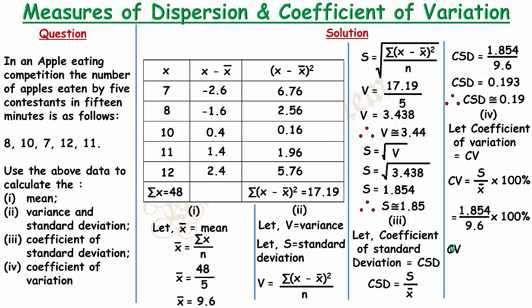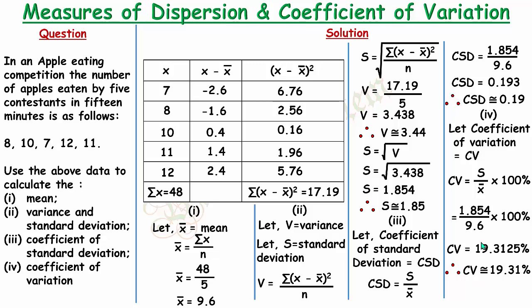The coefficient of variation will now be equal to 19.3125. Now I have my answer to 4 decimal places. Therefore, I'll approximate it to 2 decimal places to be 19.31. 2 is less than 5, so I'll round it down. So everything from 2 to the right becomes 0. So I'll have 19.31. So this is the coefficient of variation.